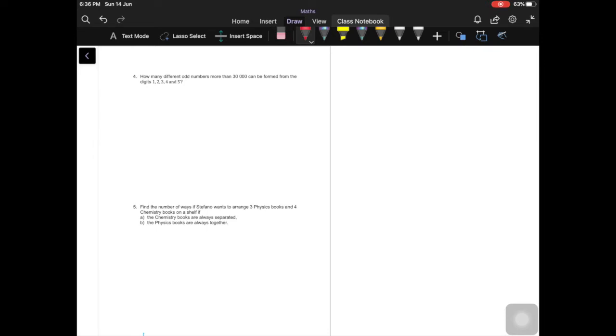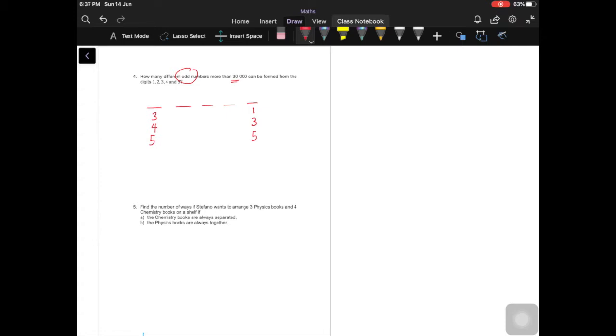So basically we have the digits 1, 2, 3, 4, 5. If we want odd numbers, the last digit must be either 1, 3 or 5. And for the first digit, to make sure the number is more than 30,000, the digit can be either 3, 4 or 5. So there are several cases that we must consider.